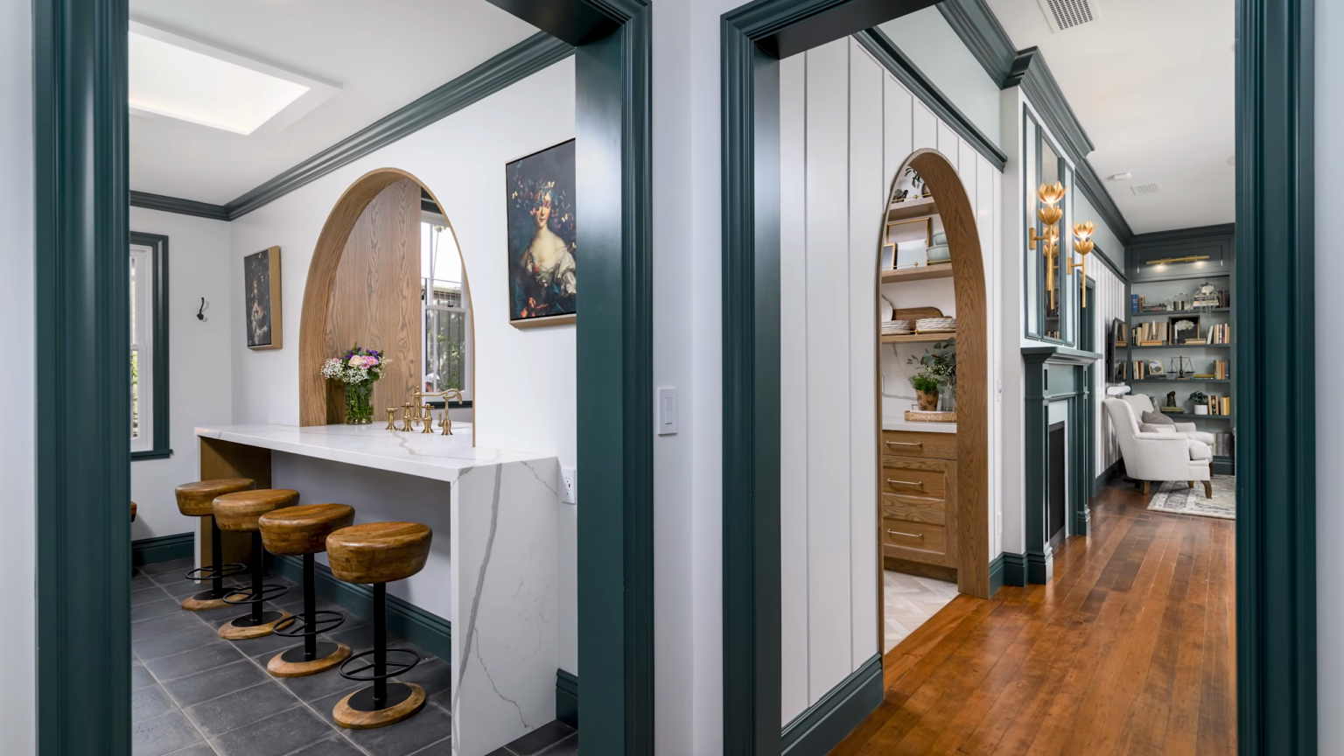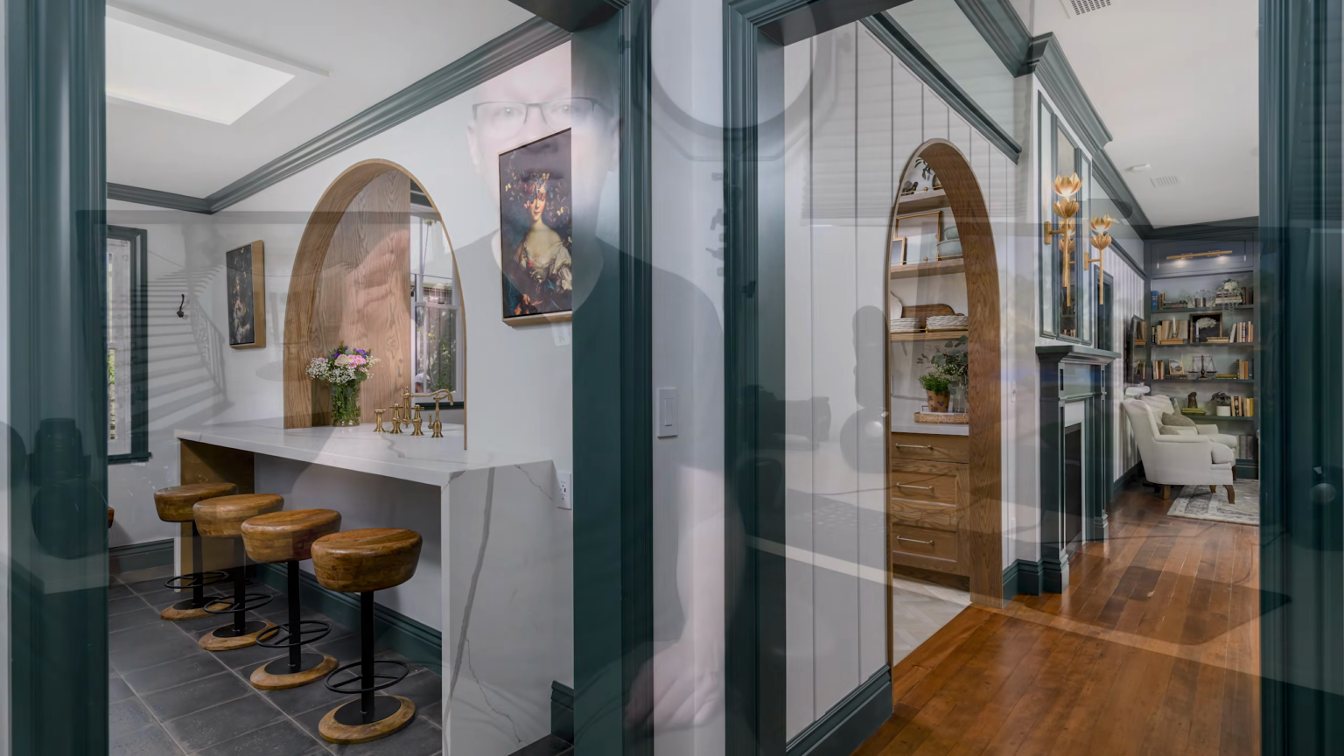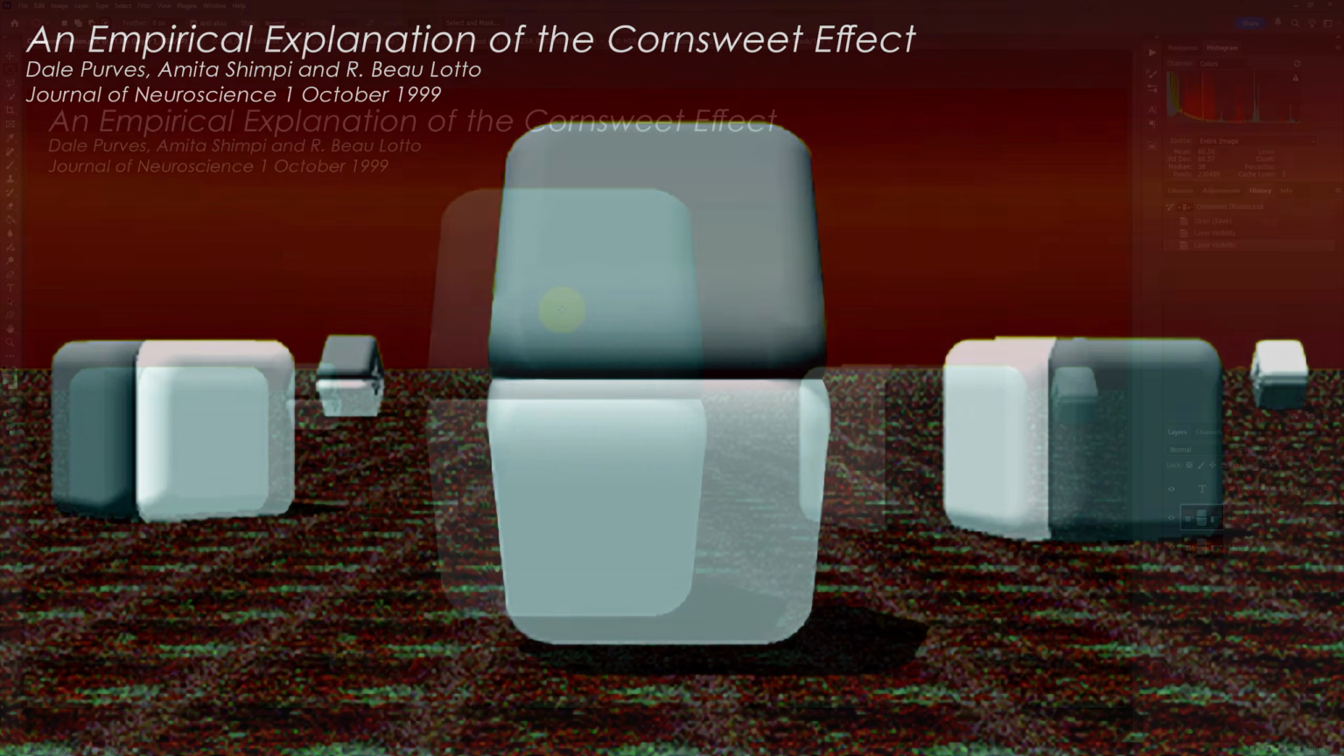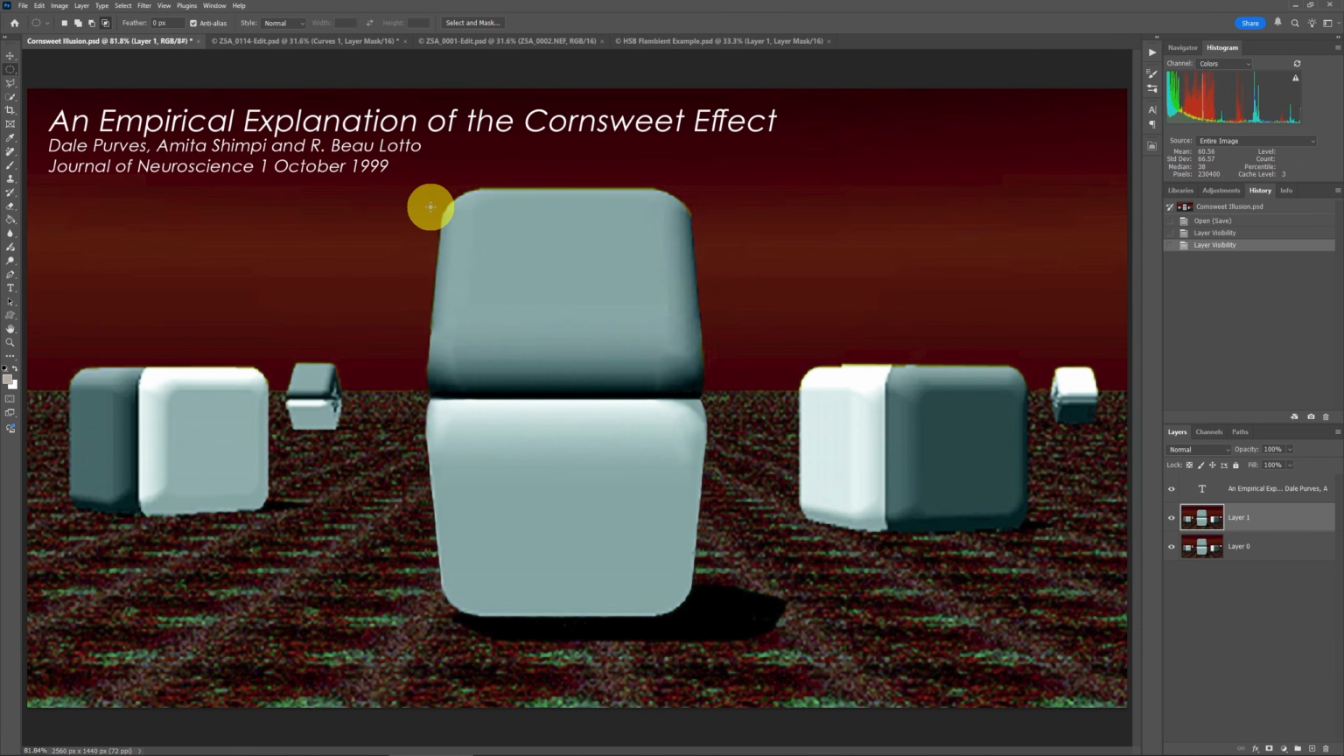Now, there's a lot that we can talk about when it comes to color theory, so I'm going to keep it simple in this episode on the points that are most salient to doing real estate photography. A great place to start to set the stage for all this is with this diagram. This is known as the Cornsweet effect, named after the scientist that discovered it, and this particular diagram was published in the journal Neuroscience back in 1999.